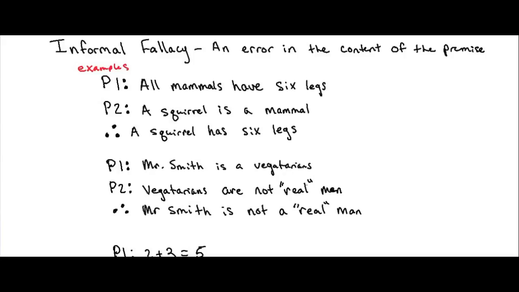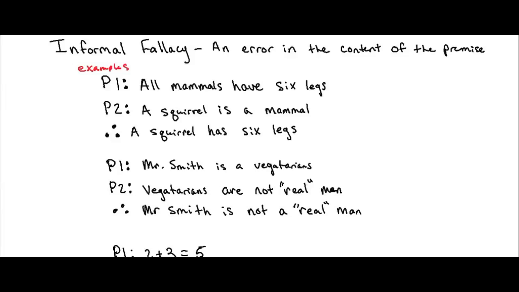So I want to talk a little bit about informal fallacies. Now, an informal fallacy is an error in the content of the premise. It differs from a formal fallacy. A formal fallacy is where we have an error in the structure. So remember, structure is soundness. Truth comes from the content of our premise.